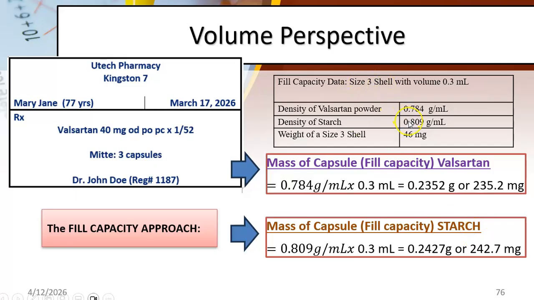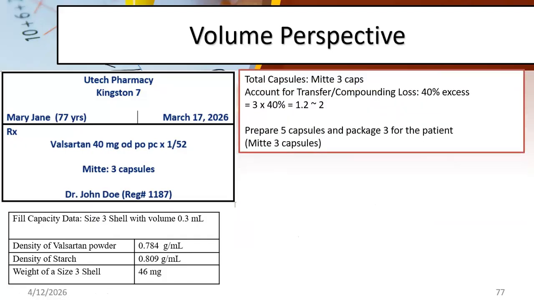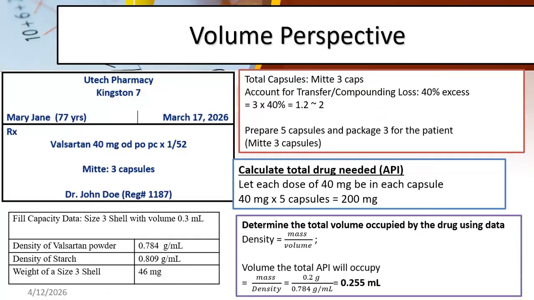And so all you need to now do is to find out the starch represented by the total active ingredient, which we had proven to be 40 milligrams times the 5 shell, right? 3 plus 40% extra, we're making 5 capsules, and you get 200 milligram, and you'll proceed with the calculation based on the displacement method. But what if you don't want to go the displacement method route? You love to work with the volume. Very easy. Using the total API, 200 milligram, the volume that the ingredient will occupy, you just make the volume the subject of the equation.